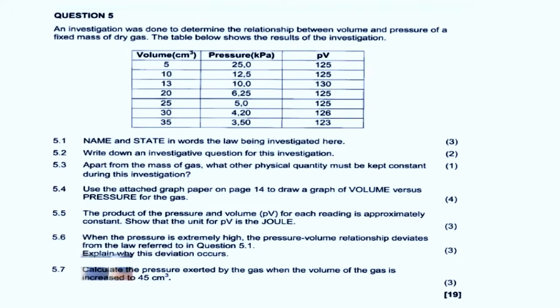So we have question 5. It says an investigation was done to determine the relationship between volume and pressure of a fixed mass of dry gas. The table below shows the results of the investigation. Then 5.1 says name and state in words the law being investigated here.